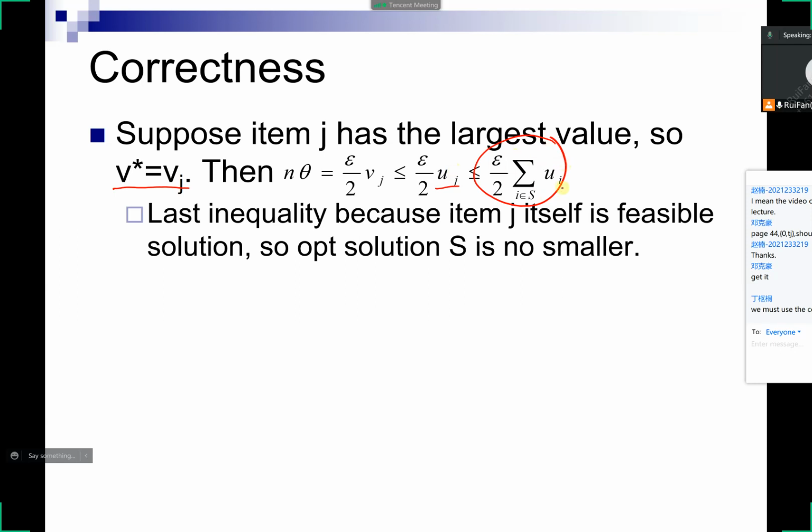However, on the right over here, we have a solution using all of these items from S, and we know that this is an optimal solution for these u values. Whereas this thing, which only uses a single item uj, is just some arbitrary solution for the u values. And so therefore the optimal solution is going to be at least as large as the arbitrary solution.